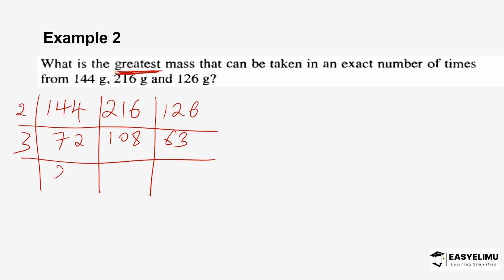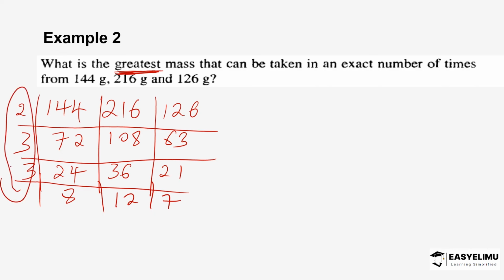So this is going to be 24. This is going to be 36. And this is going to be 21. So again, all these numbers are divisible by 3. You can do the test again. So we have 8, 12, and 7. When we reach there, it's not really possible to find a prime number that can divide all the 3. So you stop there, and then you simply multiply these.